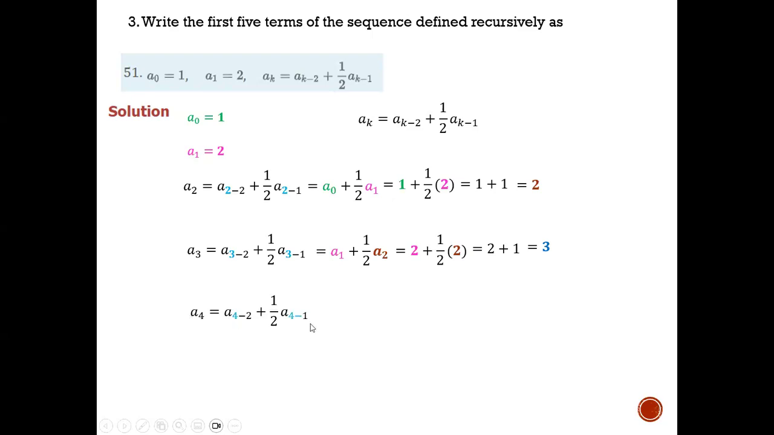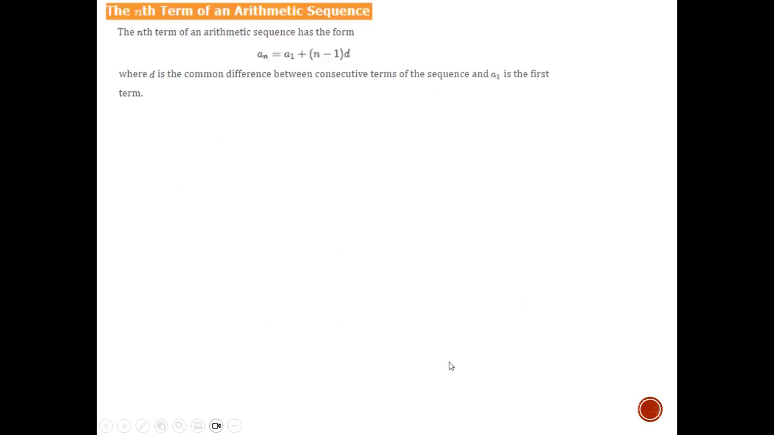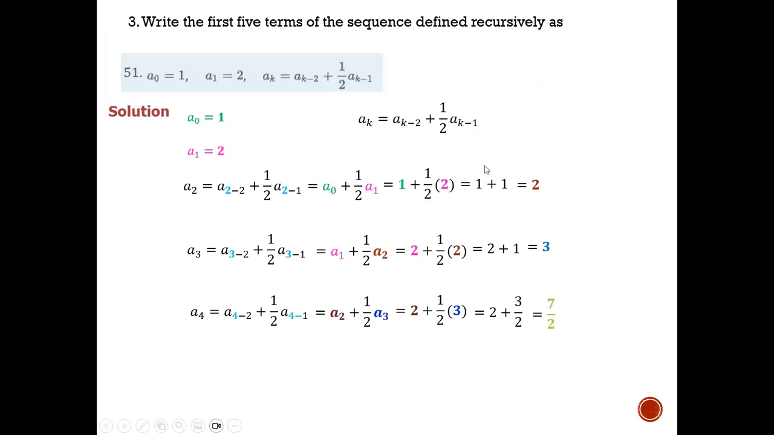A sub 4, so when I plug in a 4, simplifying, 4 minus 2 is 2. 4 minus 1 is 3. So I want a sub 2 plus 1/2 times a sub 3. So I want 2 terms before here. So 2 terms before, I want to plug in the 2. And 1 term before is the 3. So plugging that in, 2 plus 1/2 times 3. 2 plus 3 over 2. And simplifying, I get 7 over 2. So here are my 5 terms. I have 1, 2, 2, 3, and 7 over 2. Those are the first 5 terms of the sequence.